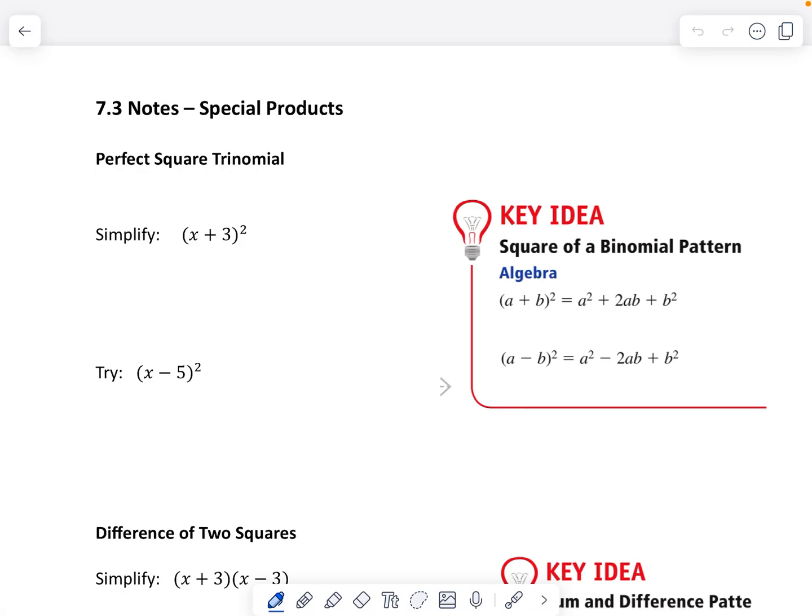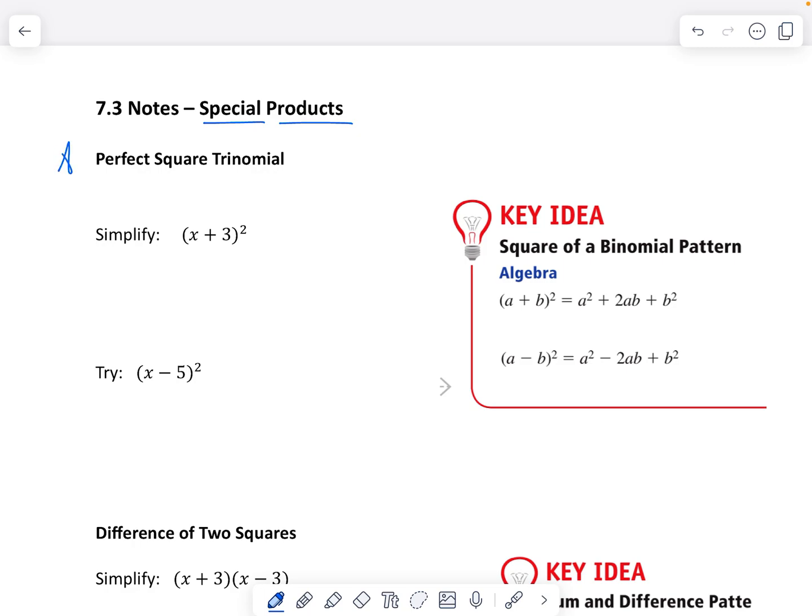All right, it is the last section before our test on 6.1, 6.2, and 7.1 through 7.3. And today we're not necessarily doing anything new. You can still do the distribution, FOIL, or box method for these problems, but what we're going to do is look at some special products, special binomial times binomials.